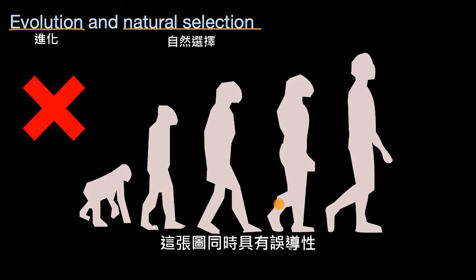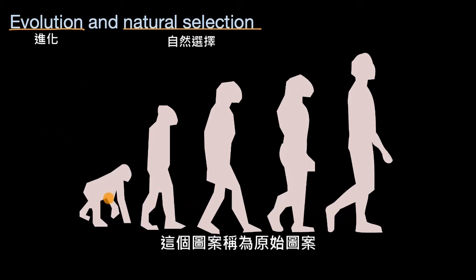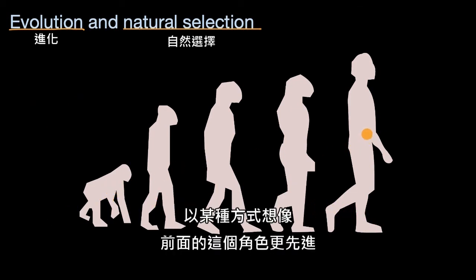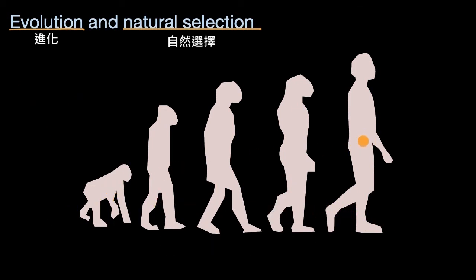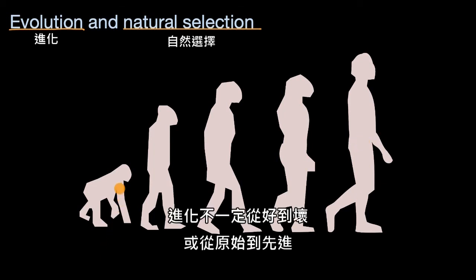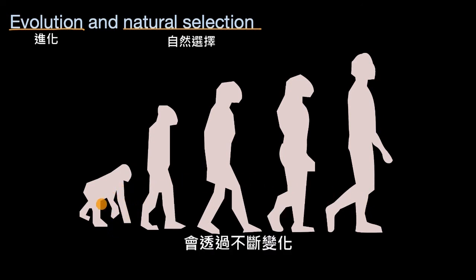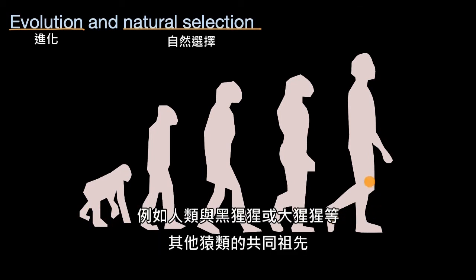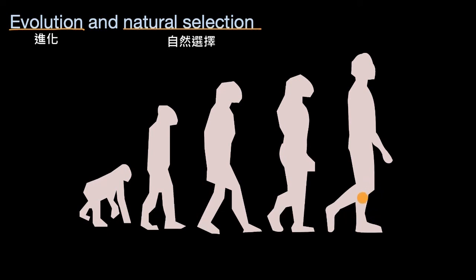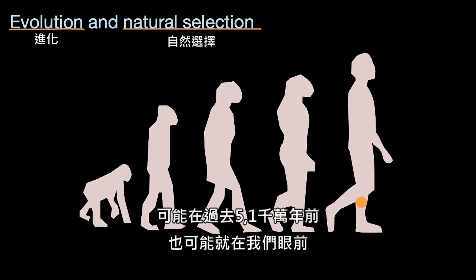Now, the one thing about this diagram that might be misleading is calling this character primitive and somehow imagining that this one in the front is better or more advanced. Evolution doesn't necessarily go from good to bad or primitive to advanced. It's really just continual change based on what is most suitable for the environment in which the organisms are in. And this can take millions of years. For example, the common ancestor of human beings and other apes like chimpanzees or gorillas can be 5, 10 million plus years in the past.